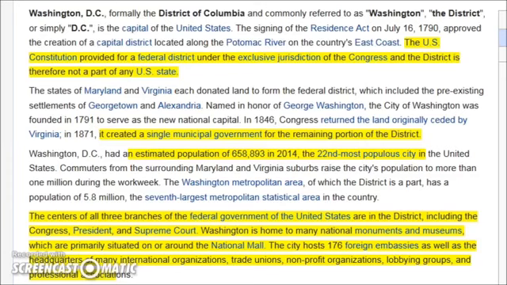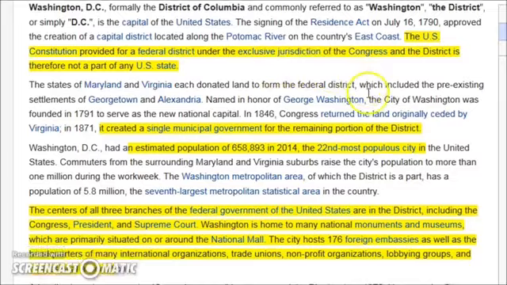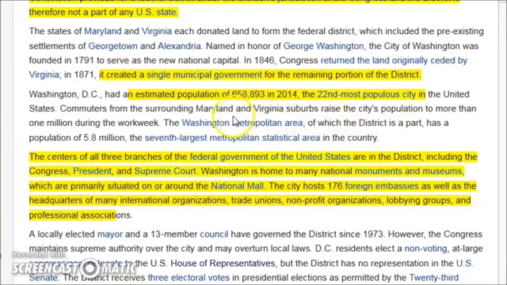So we see here the U.S. Constitution provided for a federal district under exclusive jurisdiction of the Congress, and the district is therefore not part of any U.S. state. Further down, it created a single municipal government for the remaining portion of the district. Here it says an estimated population in 2014, and then, leave it to Wikipedia, it says it's the 22nd most populous city, but right above here it says it's not part of any U.S. state, so a contradiction right there.